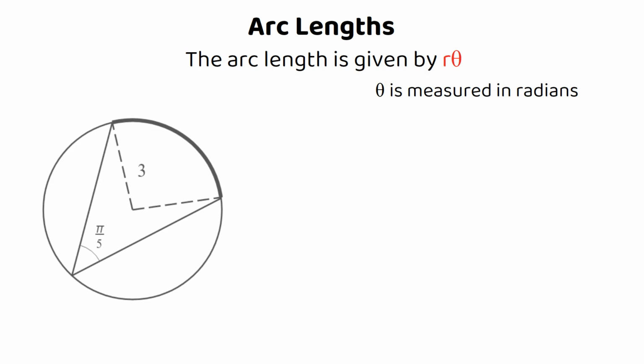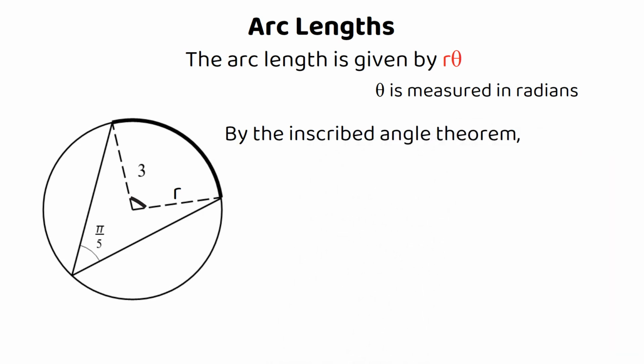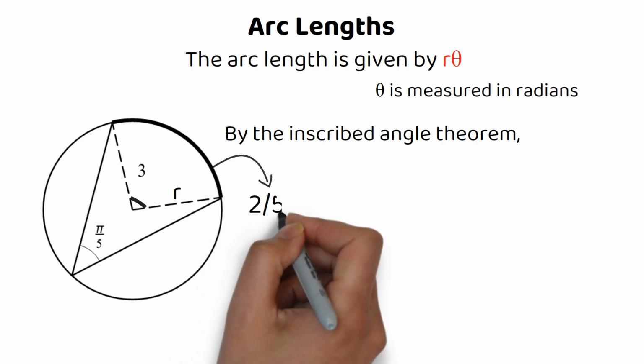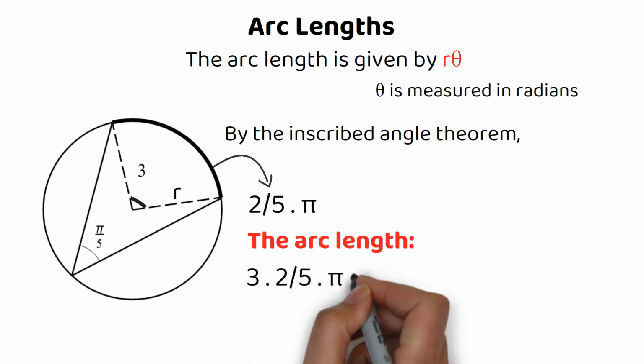Consider this example. We're given the inscribed angle in radians and the radius. To find the length of the bolded arc segment, we need the central angle and the radius. The central angle is the angle measurement of the arc. By the inscribed angle theorem, as we discussed in Lecture 6, we conclude that the angle measurement of the arc is 2/5 times pi. From here it follows that the arc length of the arc is 3 times 2/5 times pi, or 6/5 times pi.